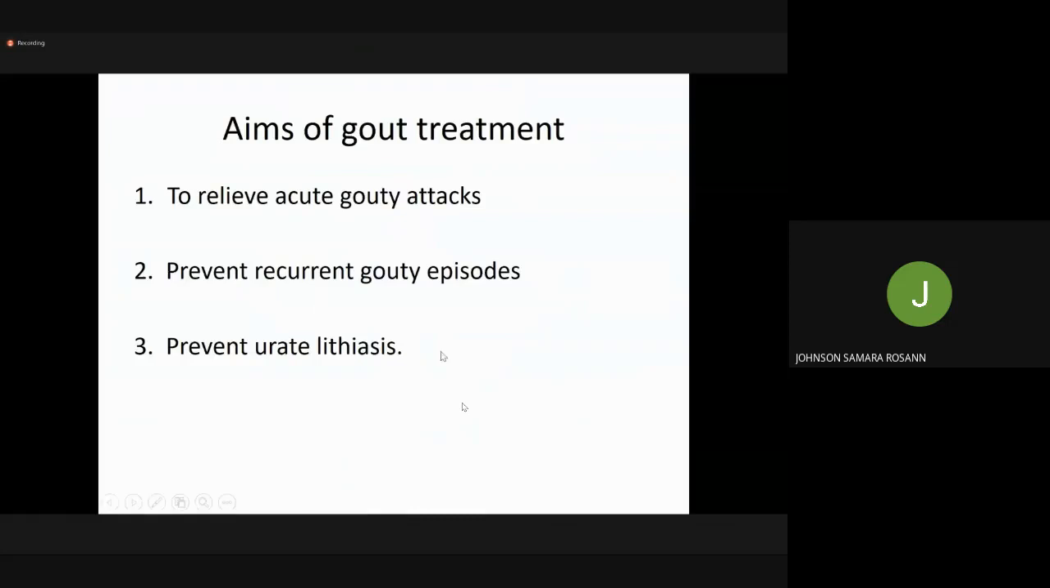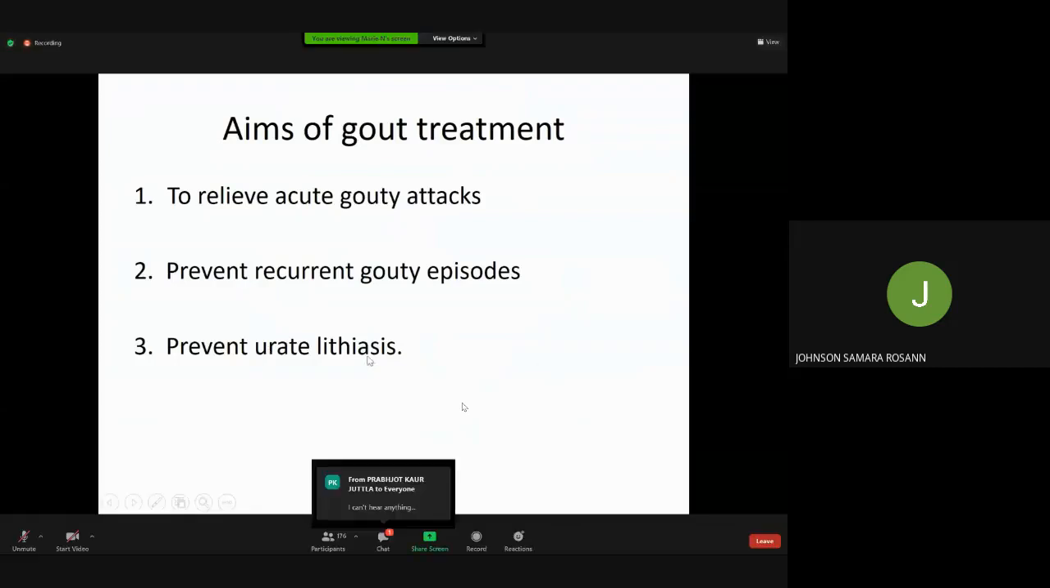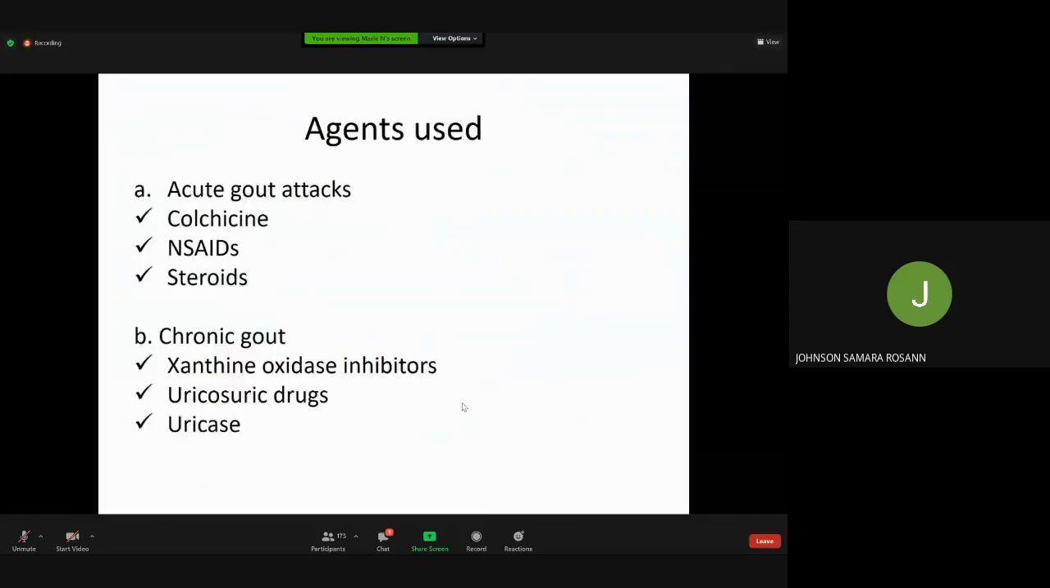Then finally, you want to prevent the long-term complications of having excessive uric acid. This uric acid, remember, is being excreted through the kidneys. So when you have excessive levels, they can precipitate in the kidneys, forming uric acid stones or urate lithiasis. So these are the goals when you're treating gout: relieve an acute attack, prevent recurrence, and prevent complications.